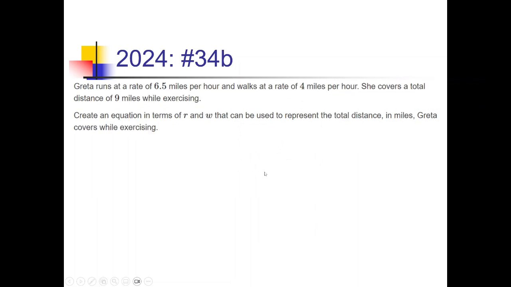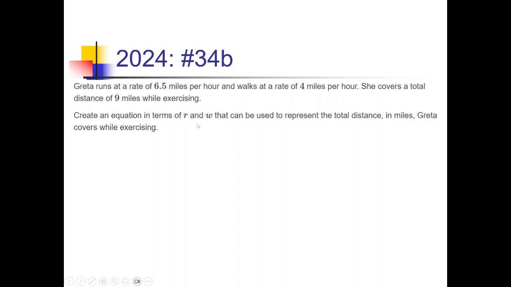For part B, we're told that Greta runs at a rate of 6.5 miles per hour and walks at a rate of 4 miles per hour, which seems pretty fast. She covers a total distance of 9 miles while exercising. We want an equation with an R and a W that represents the total distance in miles that Greta covers while exercising. So kind of our general format is we want to say that the distance covered by running plus the distance covered by walking should all add up to 9. So we need to figure out a way of talking about the distance covered while running and walking separately.